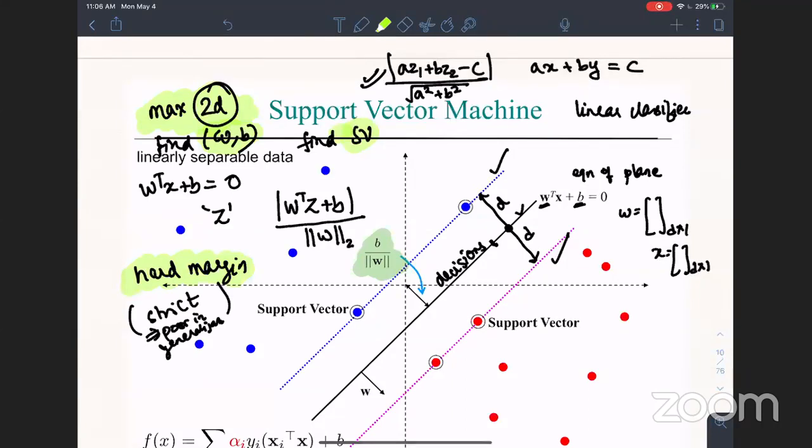If you have to find the distance between two planes, you can find that 2D. If you want to find the line, W comma B. If you want to find the support vectors. All these three are interrelated. If you have one, you can find the other two.